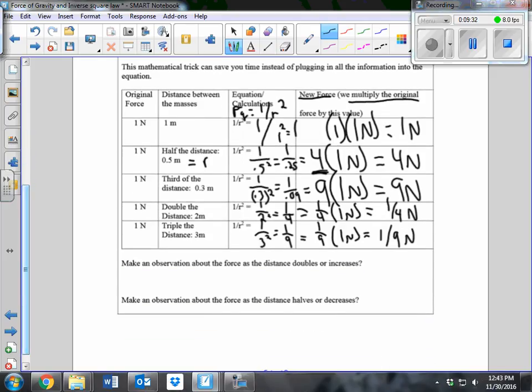So make an observation about the force as the distance doubles or increases. So if the distance doubles, the force drops by a factor of 4. So let's write that down. The force drops by a factor of 4. And think about that. That makes sense, because if I'm moving further and further and further apart, I feel less and less of the force because I'm further away from it.